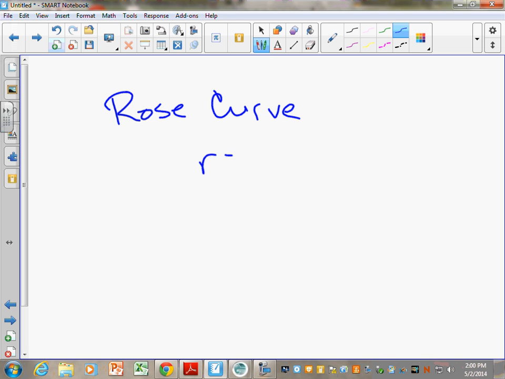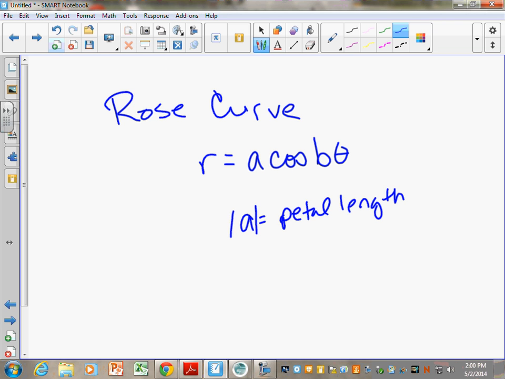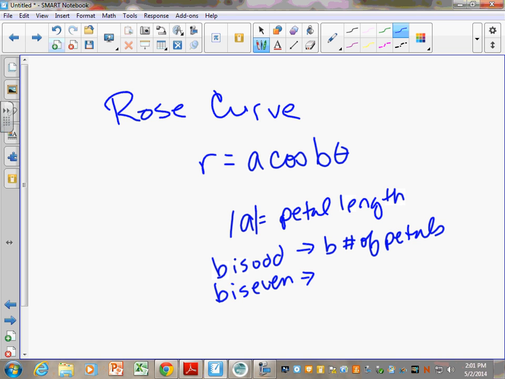So if we have r equals, forget what letters we use here, but say a cosine of b theta, a will be, well maybe we should say the absolute value of a, because it could be negative, your petal length. And then for b, there are 2 things. If b is odd, then b is your number of petals. And if b is even, then 2b is your number of petals.